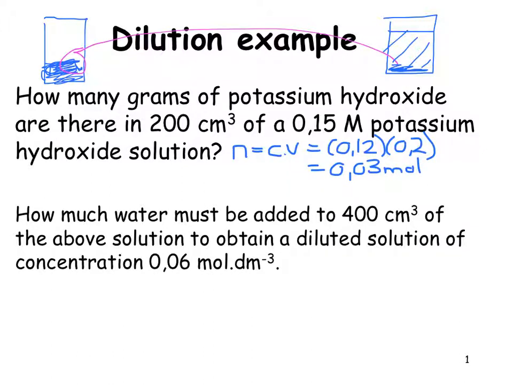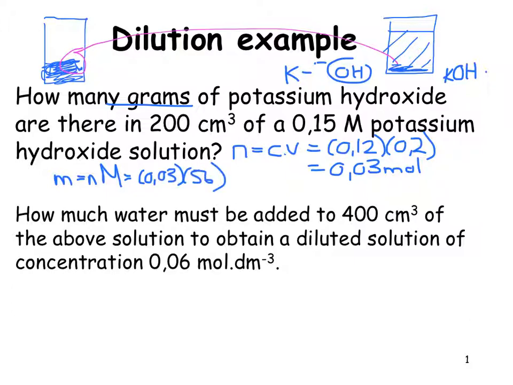But that wasn't the question, it was how many grams. So if I'm looking for mass, mass is equal to number of moles times molar mass, and potassium hydroxide is K, valency 1, hydroxide as a group has a valency of 1, so it's KOH, and that is 40 plus 1 plus 39 plus 1 plus 16, and that turns out to be 56. So then we get 0,03 multiplied by 56, and you get 1,68 grams. That's the first part, which is very standard and something that you have done already.